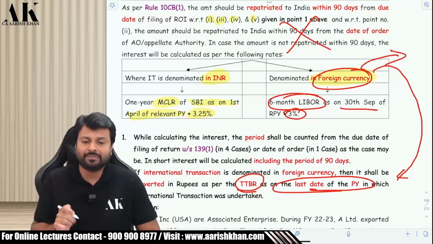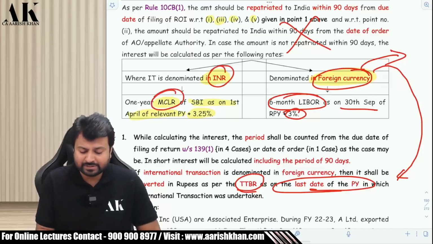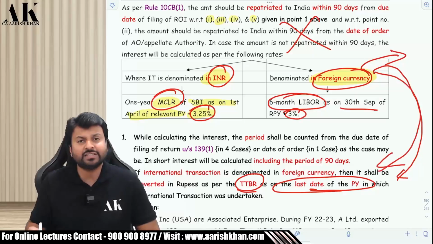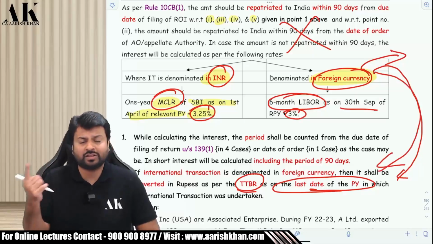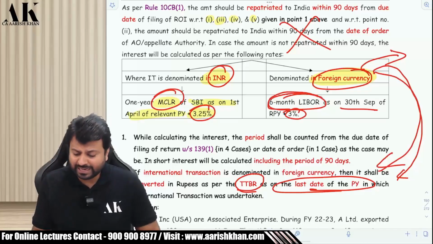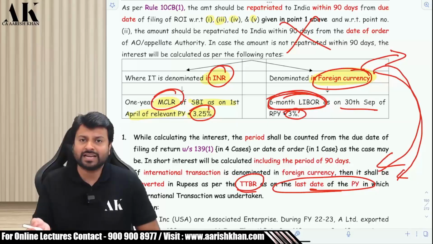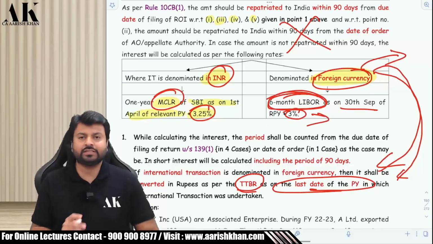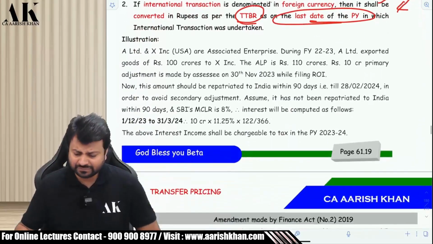But if you do not bring back the money and the transaction is in INR, then MCLR as on 1st April of the relevant previous year plus 3.25%. If it is a foreign currency transaction, then convert that into INR as per TTBR as on the last day of the year in which the transaction was undertaken. After you convert that, you have to apply the rate of interest, 6 months LIBOR plus 3% as on 30th September. Okay. And there is one example over here.